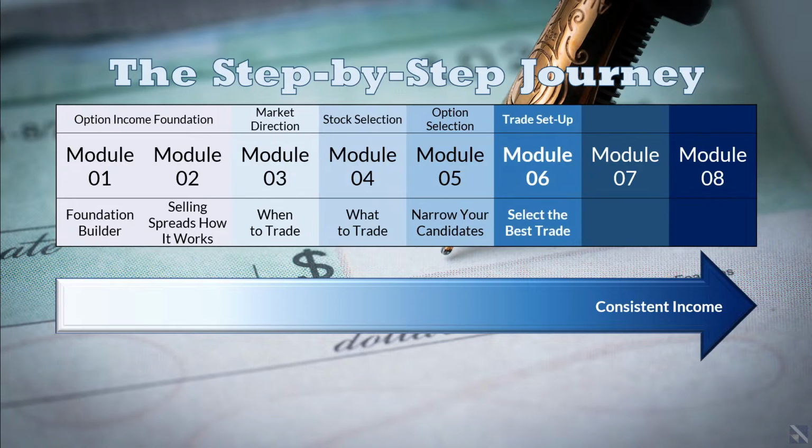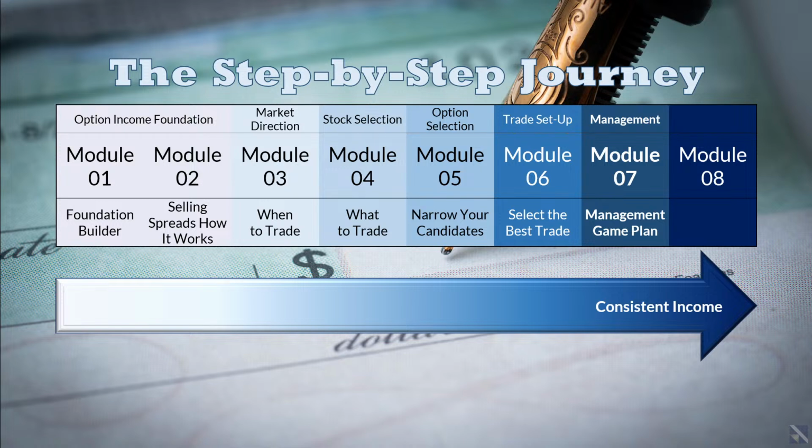In Module 6, we're going to continue to stack probability and reduce risk by the way you set your trade up. You're going to make sure that the trade has the perfect combination of risk reward by setting your strikes perfectly. Great trades don't happen by accident. They happen because you plan them and you strategically set them up right from the start.